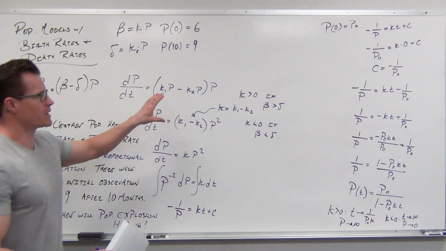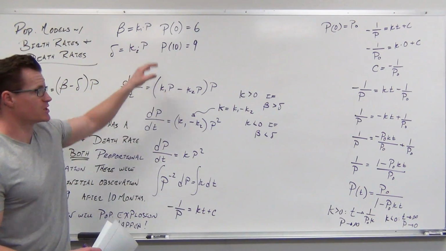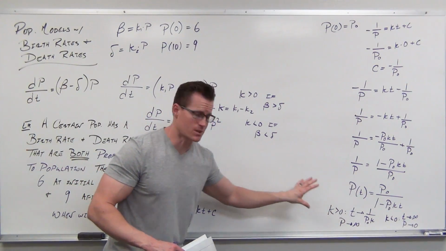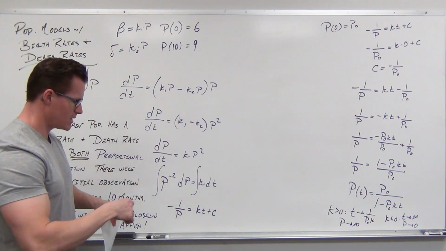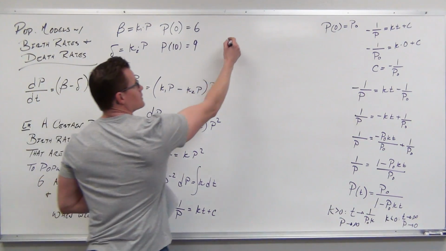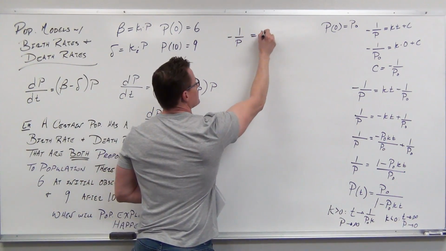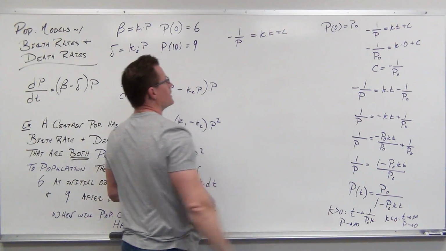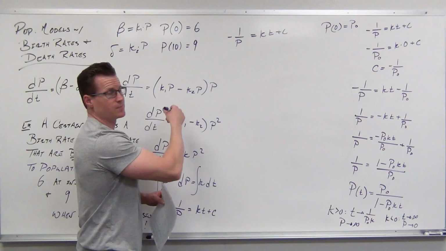So I'm going to erase this real quick. And what I'm going to do is we're going to now use this information, and I'm going to show you why that works. I'm going to show you what this does. So coming back up here and saying, hey, you know what? Now that we have this negative 1 over P equals KT plus C, how do I solve for C? My initial condition would do that.